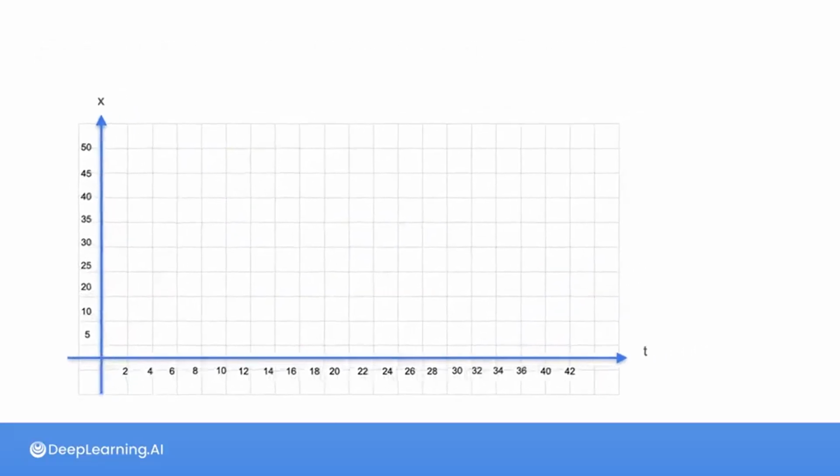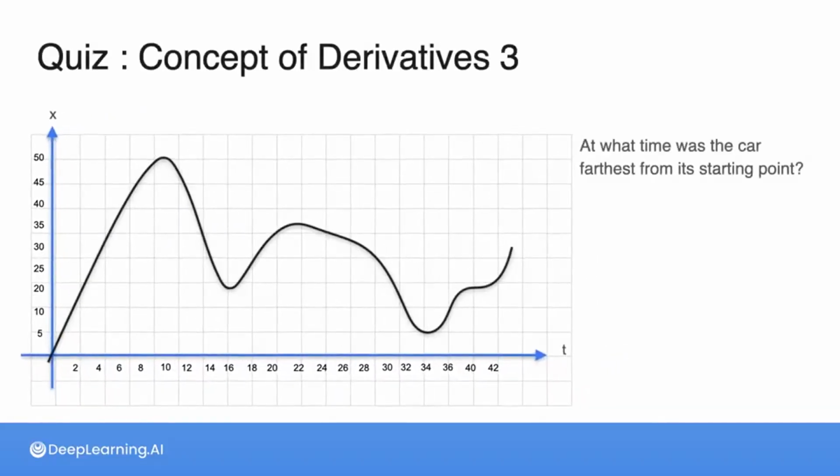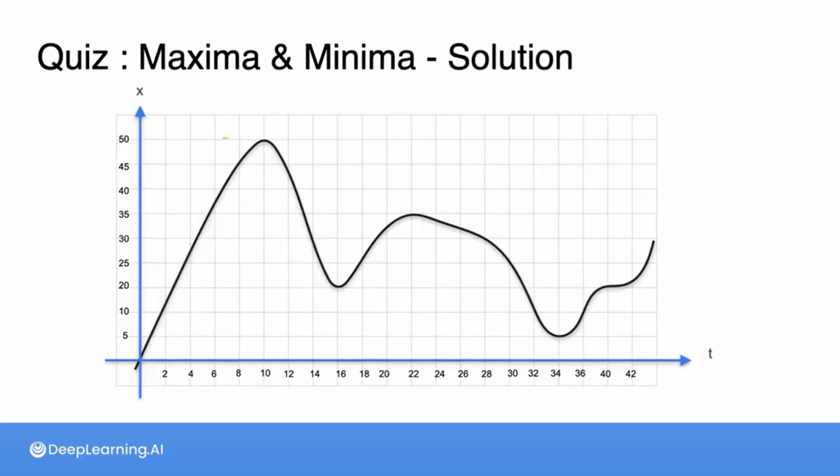Now let me ask you another quiz question. At what time was the car farthest from its starting point? And the answer is over here, because this is when the distance was 50, and that's the highest distance that you can find in this graph. Now notice something interesting. The point where the distance was the farthest is coincidentally one of the points where the car was stopped. And this is no coincidence, because if the car is moving, then it could just go further. So the point where the car is the farthest is a point where the car is not moving.